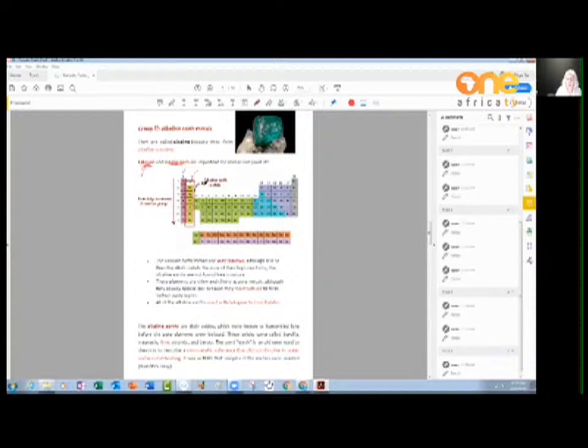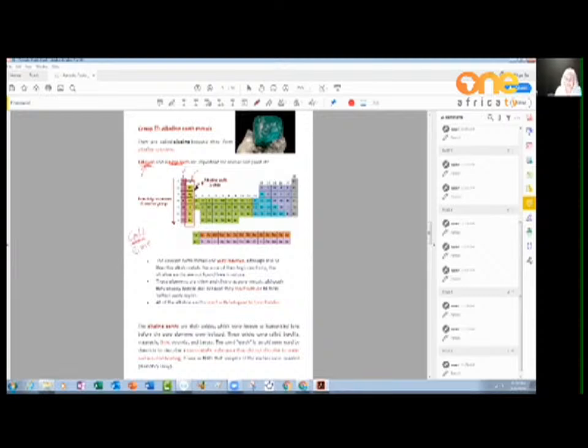And because they are very reactive, we don't find them as elements in our surroundings, in nature, because they are always bound to some other elements, and they are found in compounds. In fact, it's very common to find them in the form of their oxides, like magnesium oxide or calcium oxide and so on. Calcium oxide, for example, which is so common, we call lime.